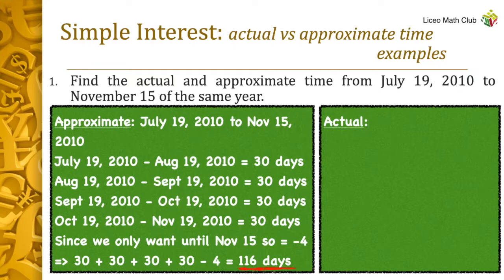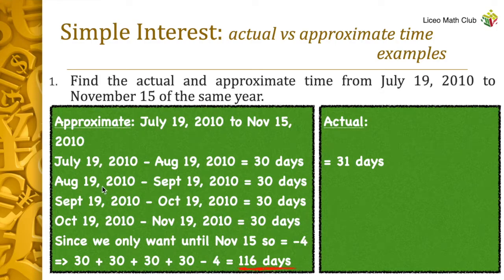Okay, so in our actual time, we need to count every day of the month. So we need to consider 31 days, 30 days, or 28, 29, whatever days. So how many days are there in July? Is it one of the 4 which has 30 days only? Not quite. So therefore, July 19 to August 19, on your calendar right now, July has the 31st day. So therefore, July 19 to August 19 is equal to 31 days.